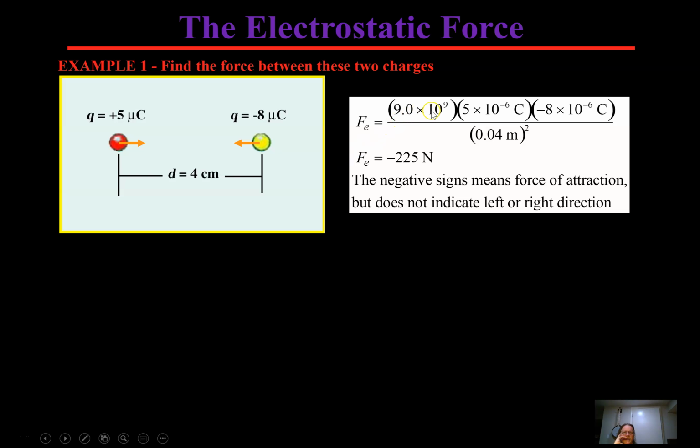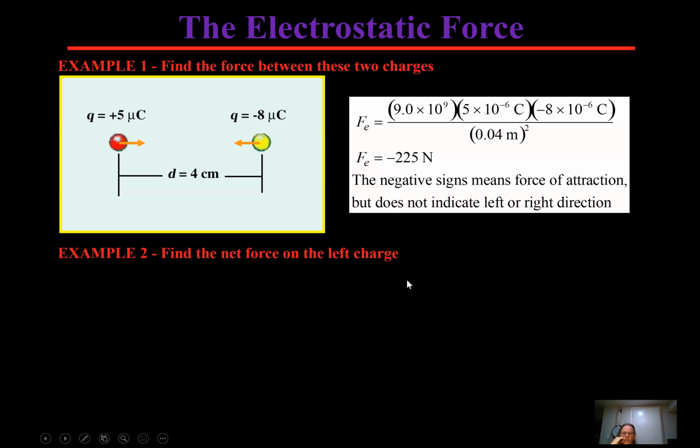So let's do the math. 9 times 10 to the ninth, 5 times 10 to the negative 6 because it's micro, negative 8 times 10 to the negative 6 because it's micro, and we change 4 centimeters 2 spots over to meters. Don't forget to square the bottom, and wow, that's a good size force, guys. That's a lot of charge, even for micro, and they're close, only 4 centimeters apart. So it's an attractive force of 225. The negative doesn't mean left or right, guys, it means attractive.